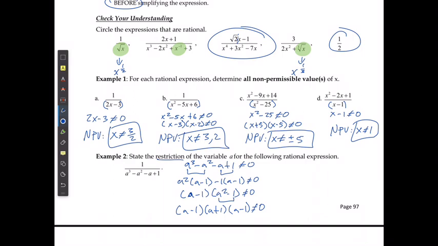Now I have two cases here that are the same. I have a minus 1, which would give me a can't equal 1, and I have a minus 1 where a can't equal 1, and then an a plus 1. I'm not going to state repeated ones. I'm just going to state that a cannot equal positive or negative 1. And there's my restriction.